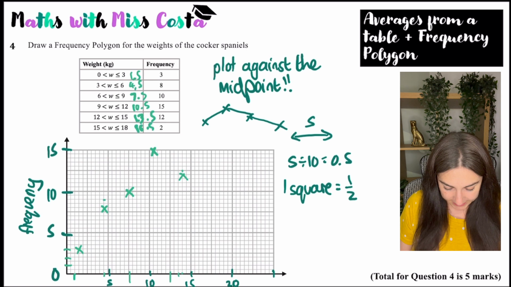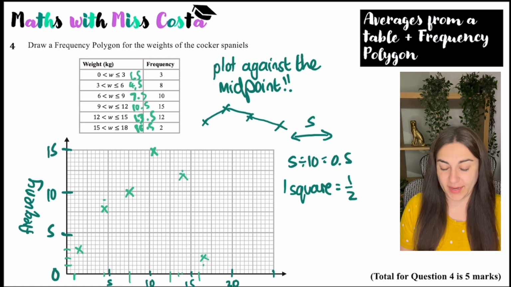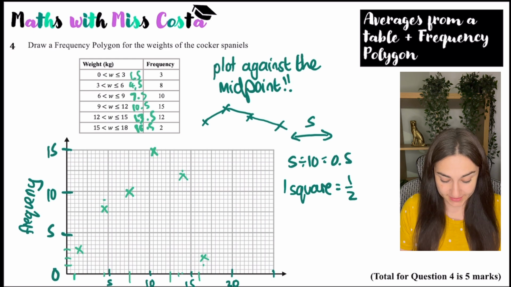And then 16.5 and 2. So 15, 16.5, 16.5, and then 1, 2. Okay, so I've plotted my points.